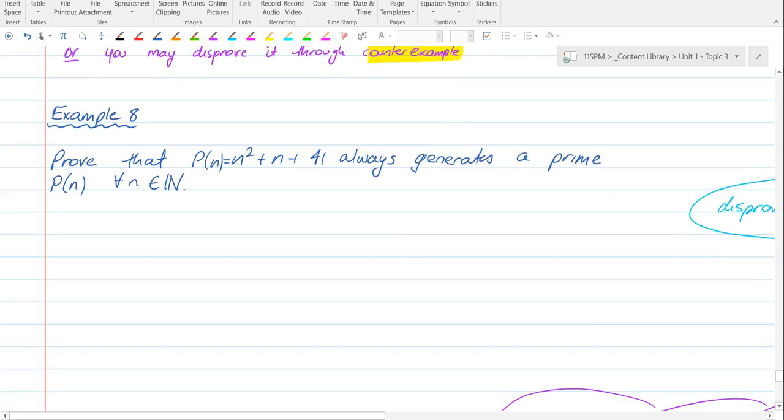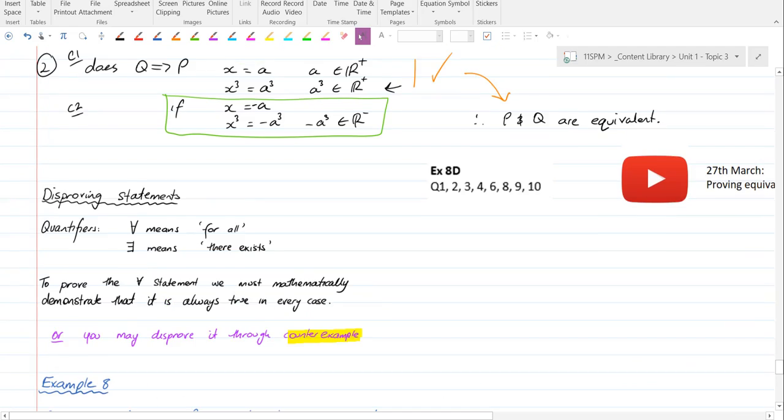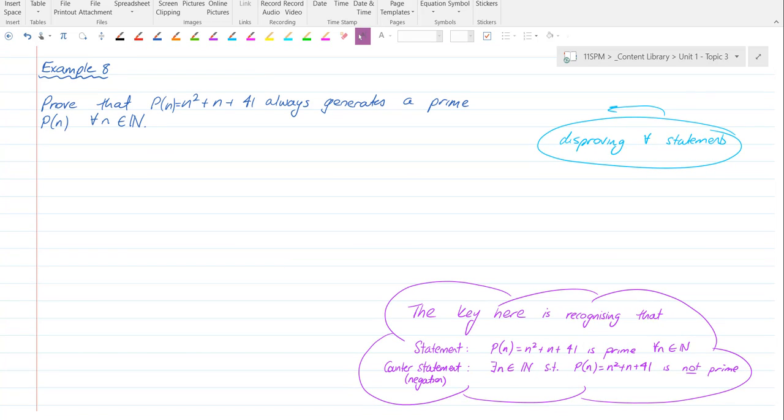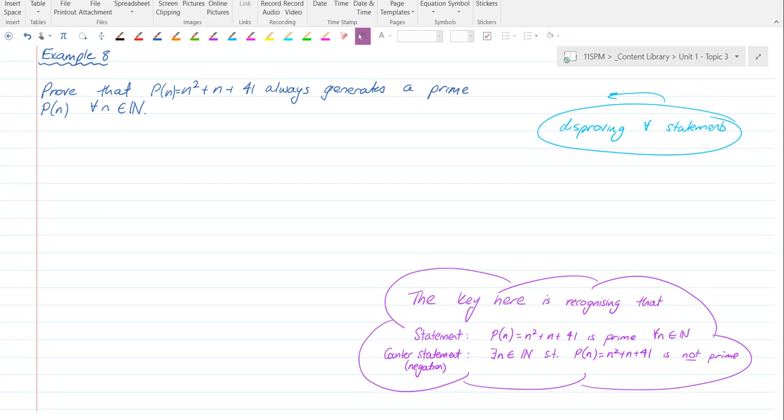So here is example 8, and I might just zoom out. I've got a function, p of n. It's the p function because it represents some primes. And the statement is that p of n equals n squared plus n plus 41. It's a pretty amazing function. Pick a number between 1 and 10 and do that right now in your calculator. And I guarantee you get a prime.